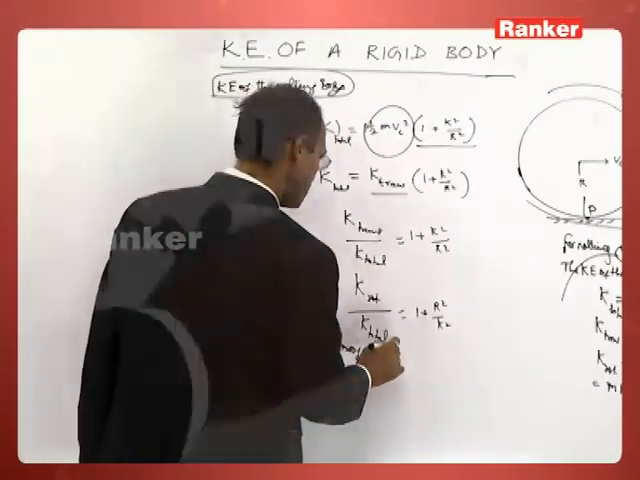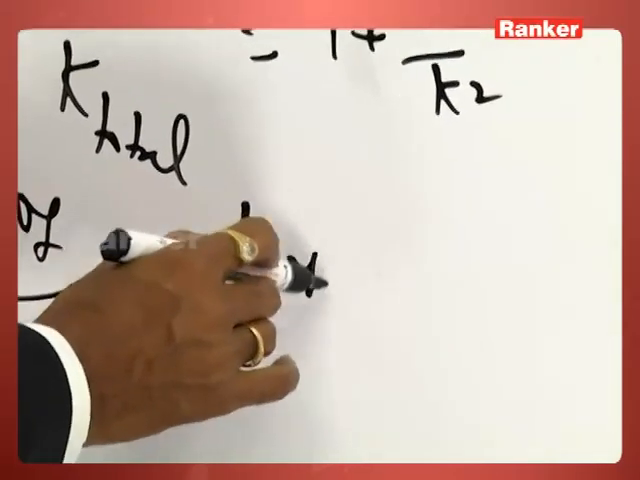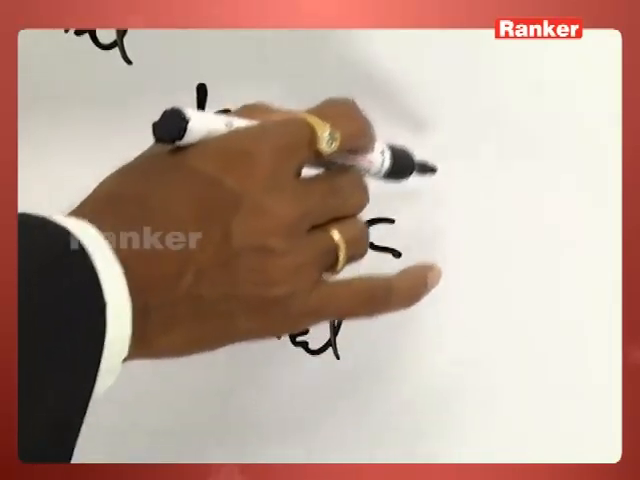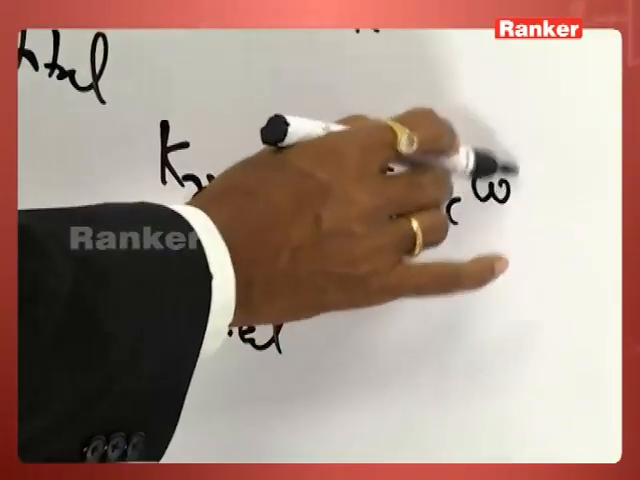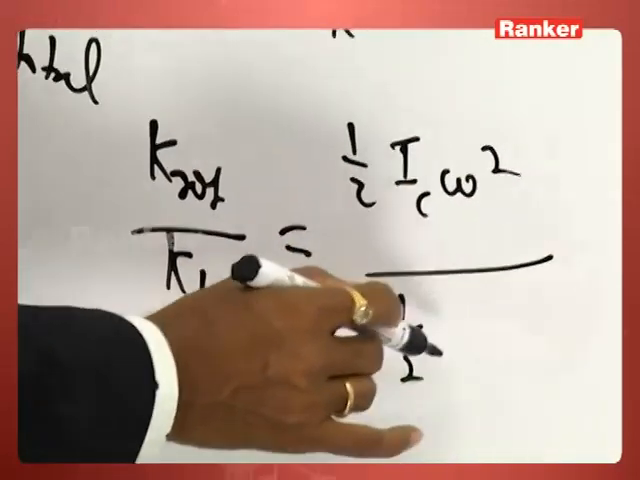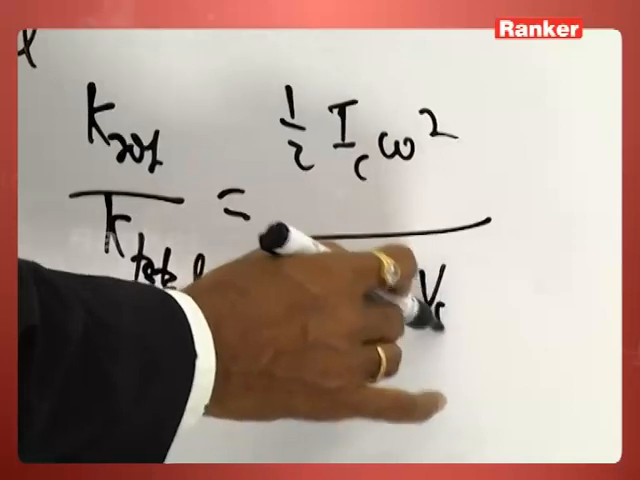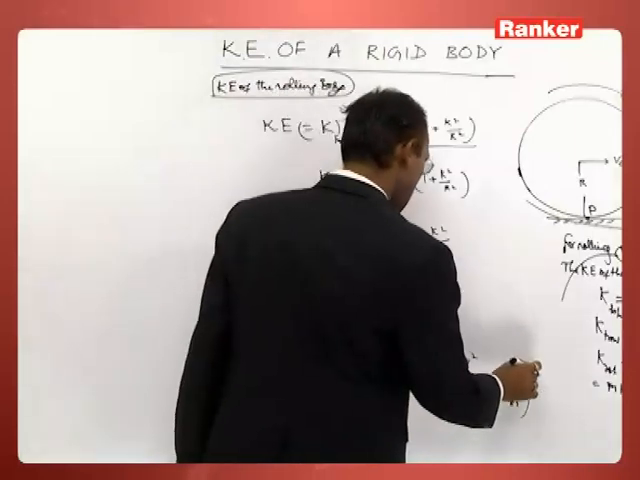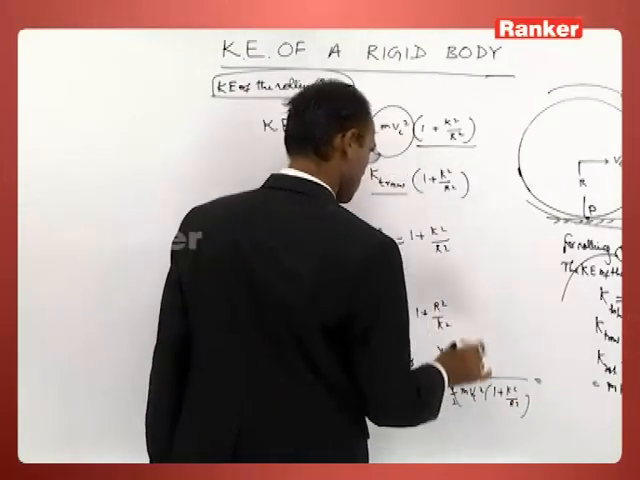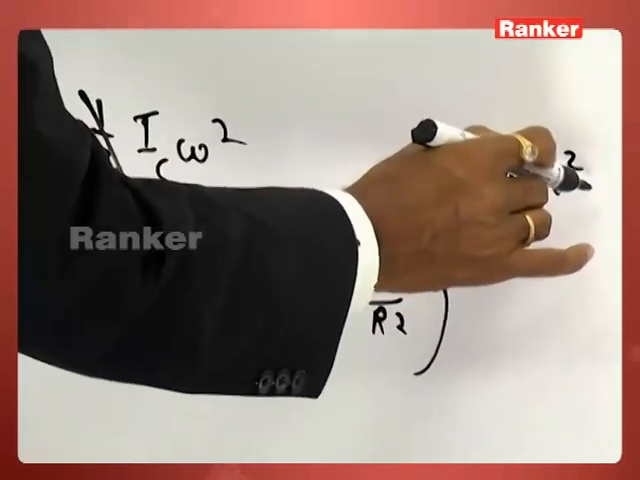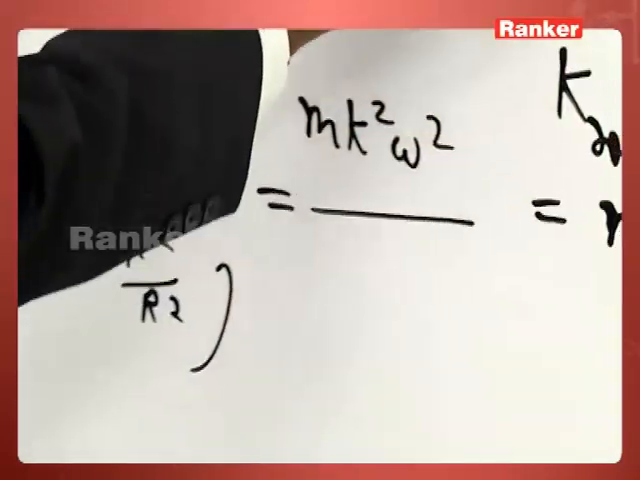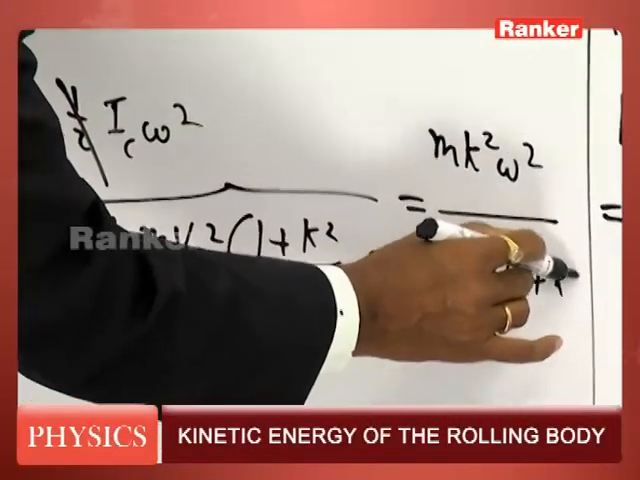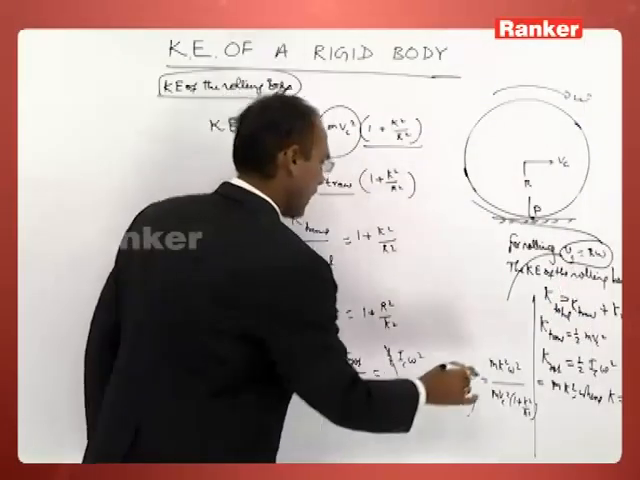You can write rotational kinetic energy upon the translation total kinetic energy is equal to half Ic omega square by half m Vc square into 1 plus k square by r square. But Ic is equal to mk square by m Vc square into 1 plus k square by r square. m will be getting cancelled.